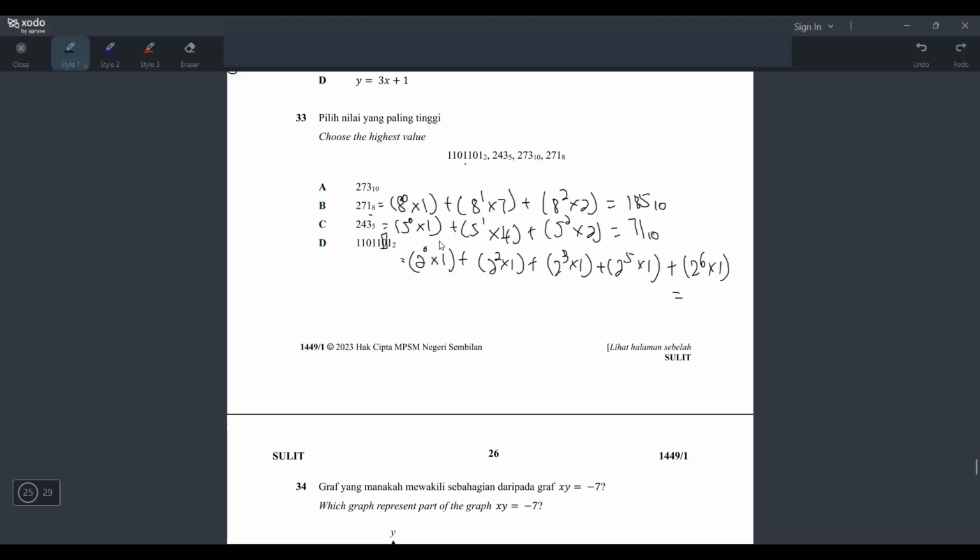And then plus 2 power 2 times 1, which is 4. 2 power 3 times 1 is 8. 2 power 5 times 1 is 32. 2 power 6 is 64. Okay, I press all this, I got 109. And don't forget to write the base. These are all base 10.